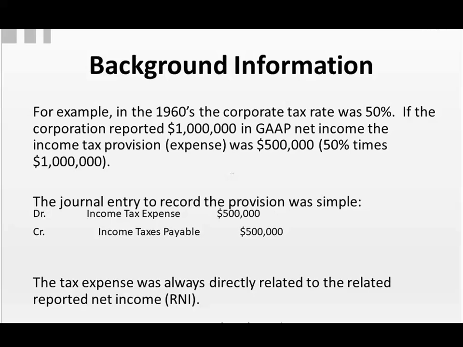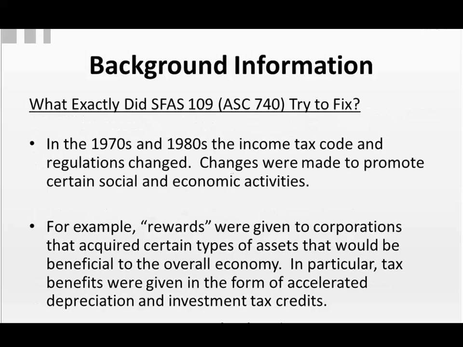But then life changed. In the 70s and the 80s, we started manipulating the tax code in this country, okay? And the regulations changed. Most of the changes in the Internal Revenue Code and the regs really were to promote social events and economic activities. We started using the code as a tool to get certain things done. For example, rewards were given to corporations that acquired certain types of assets. So if you bought a certain type of asset, you were allowed to speed up the depreciation, or you were allowed to take the so-called investment tax credit. These were good benefits to corporate America that were built into the code.